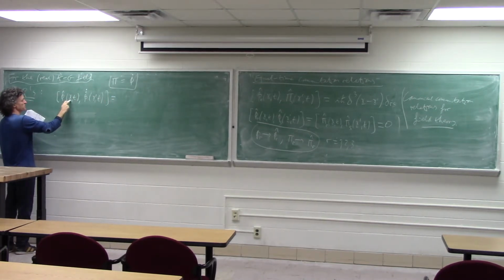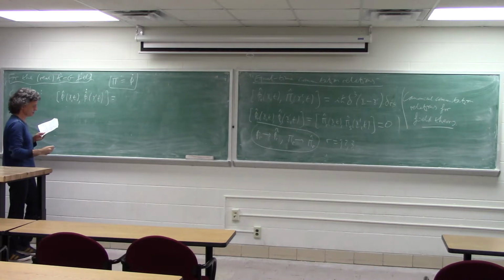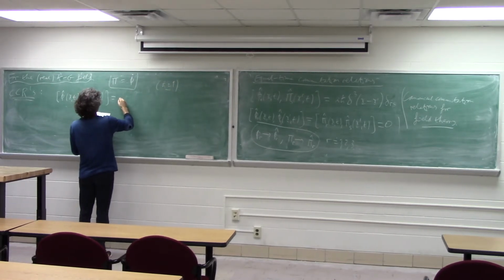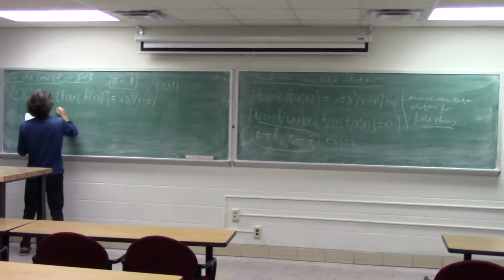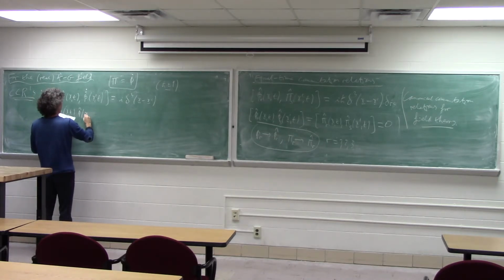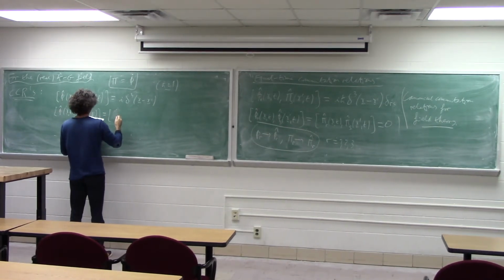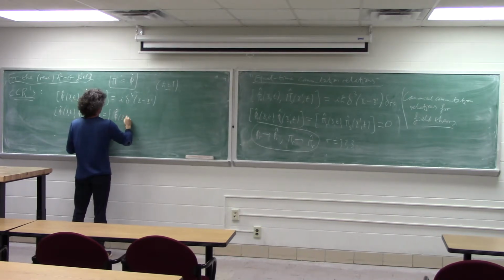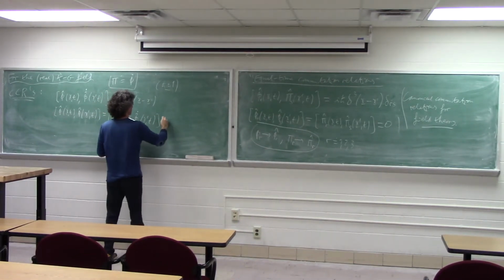So this is the field operator at position x and time t, and this is the time derivative of the field operator at position x prime and time t. It is equal to, we're going to put h bar as 1, just i times the Dirac delta function of x minus x prime. And of course the commutator of phi hat x t with phi hat x prime t is equal to the commutator of phi hat dot x t with phi hat dot x prime t. These are zero.